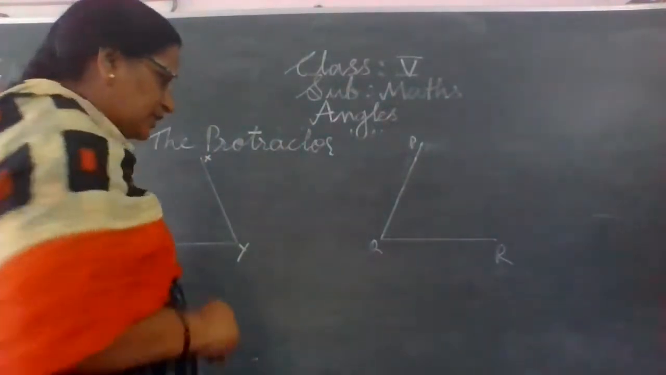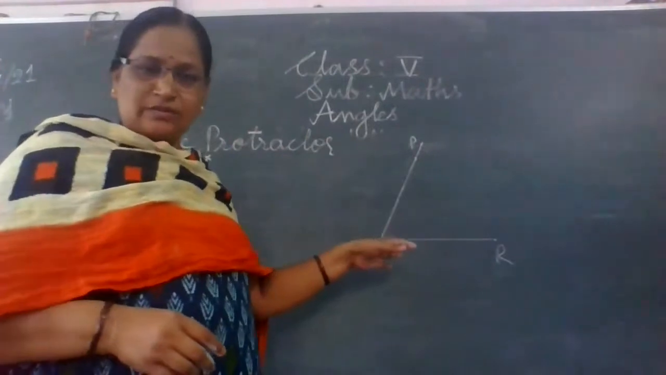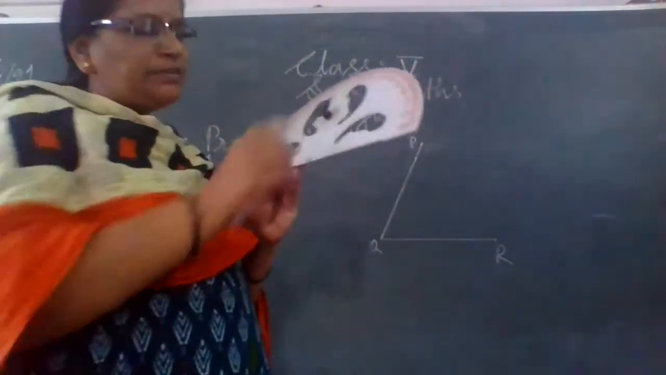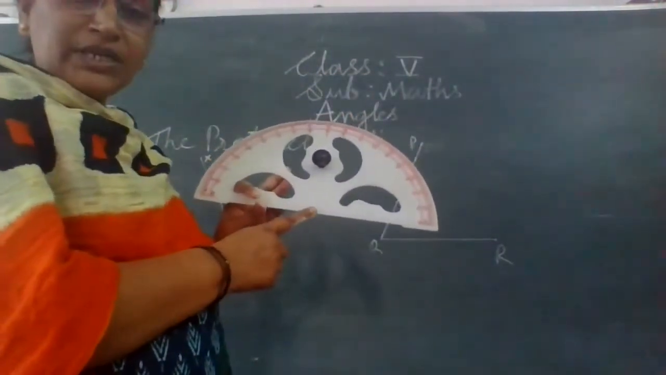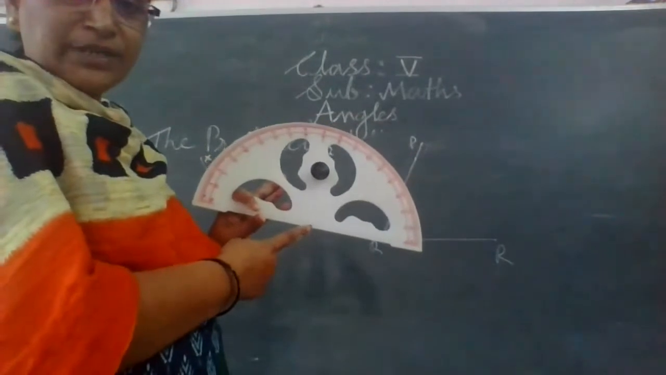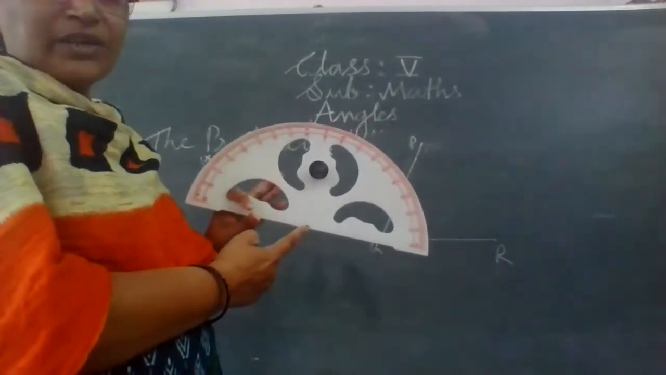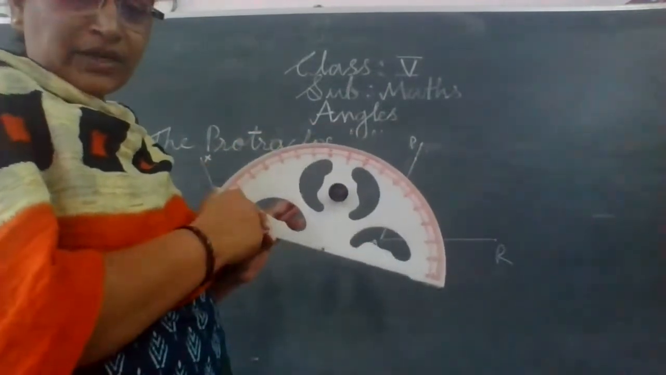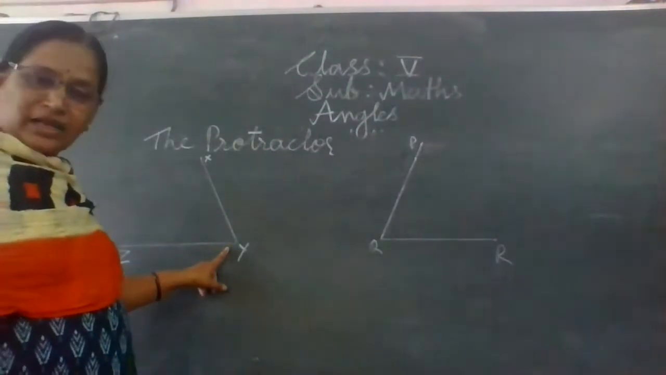Now see how to measure the given angles. See beta, both are open in opposite directions. Okay. Now see how to measure. Now see beta, the midpoint of this diameter is, see here, it is the midpoint, a black dot. It is known as the center of the protractor. Okay. And this center is put on the vertex of the angle.